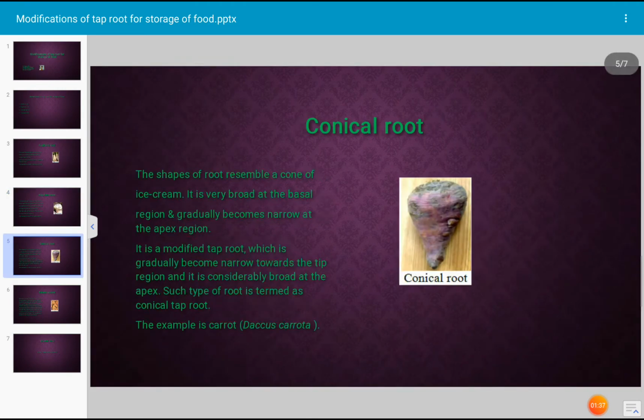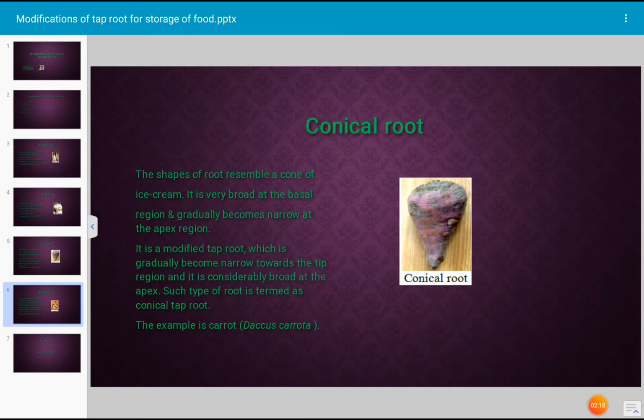Next, this is the conical root. The example shown is carrot, Daucus carota, in the photograph. This is the photograph of Daucus carota. It is the example of conical root. The shape of the root resembles a cone of ice cream. It is very broad at the basal region and gradually becomes narrow at the apex region. It is a modified taproot which gradually becomes narrow toward the tip region and is considerably broad at the base. Such type of root is described as conical taproot.